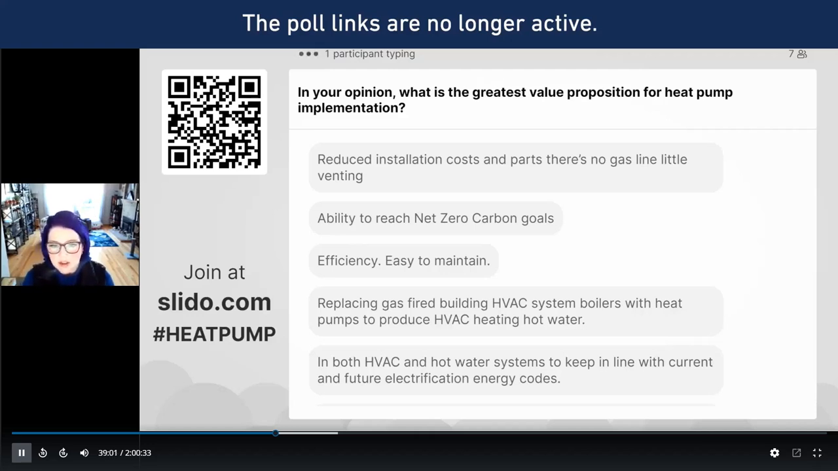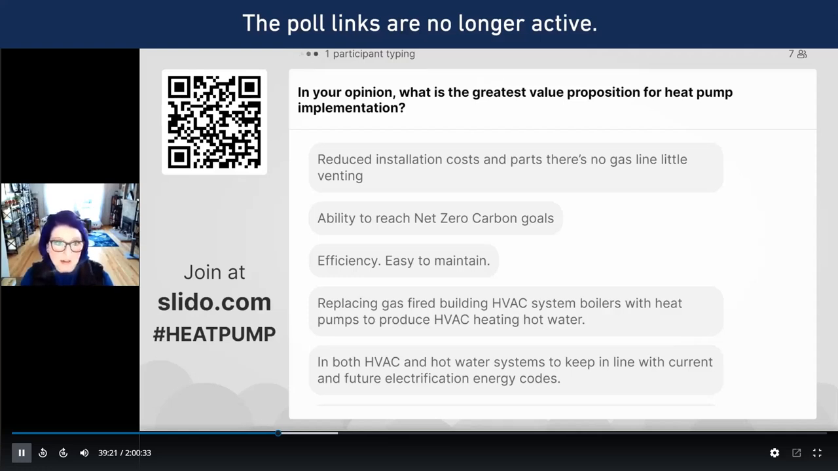The ability to reach net zero carbon goals. I love that stewardship line of sight. Efficiency, easy to maintain. Yeah, check that, check. Replacing gas-fired building HVAC system boilers and heat pumps to produce HVAC heating hot water. There's some ways to move the systems together so they can work with each other.